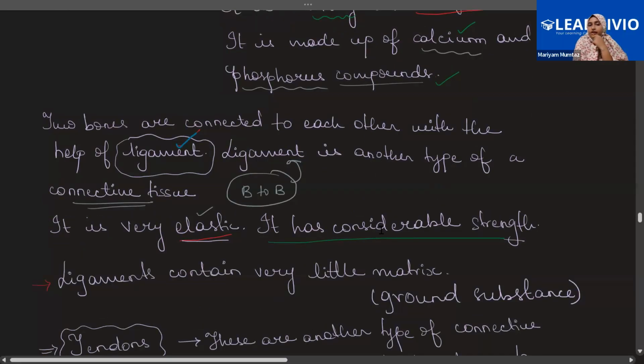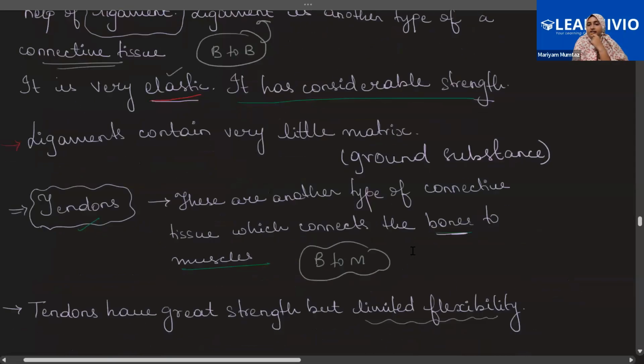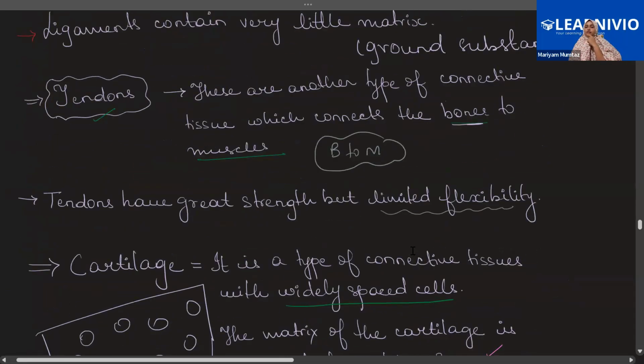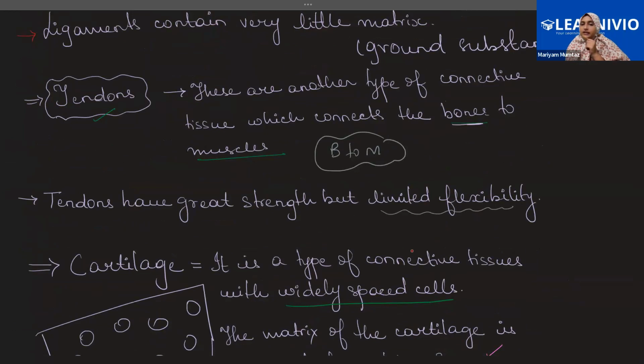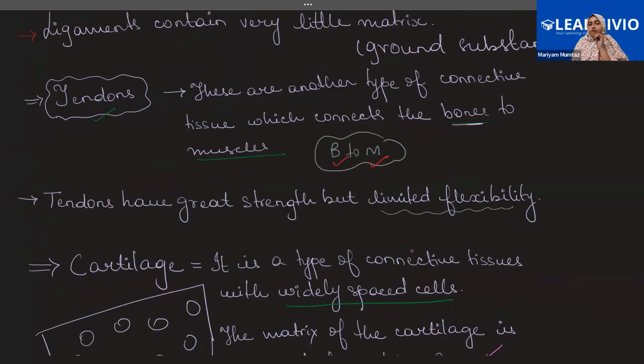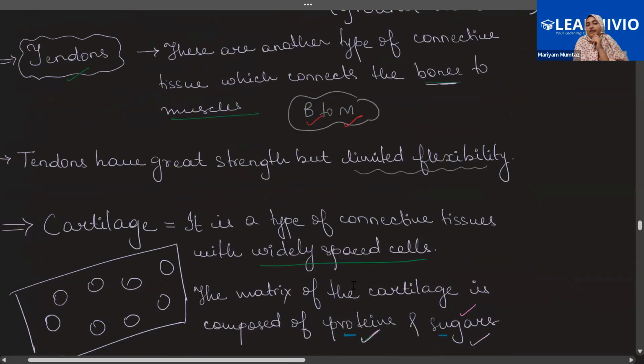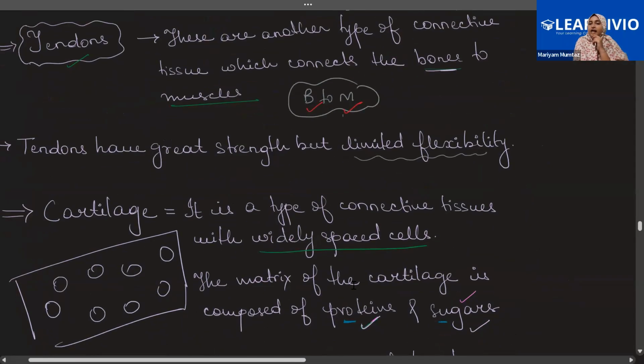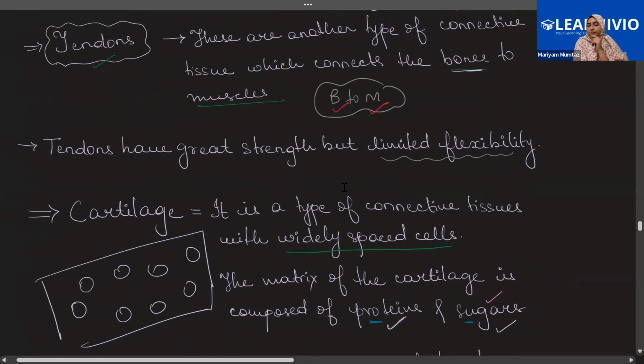All right. Now moving forward, the next is the tendons. Just like the ligaments were responsible for connecting bones to bones, the tendons are responsible for connecting the bones to the muscles. This is yet another kind of connective tissue. Tendons have great strength, but they have limited flexibility, meaning they're not very flexible.